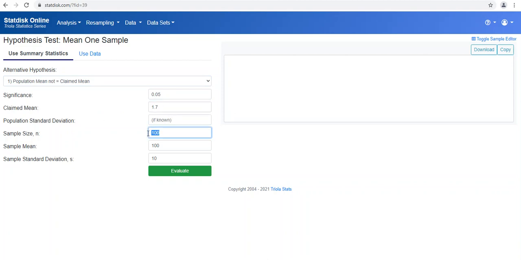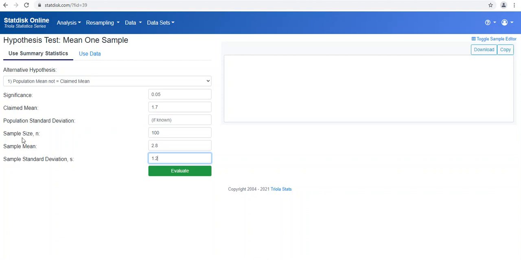Population standard deviation not known. Sample size, again, I'm just going to make this up. We'll say it's 100. You got to go back and look at your data. Sample mean, let's say that the sample mean was 2.8. Again, I don't want to do your problem exactly, so I made that up. The sample standard deviation, I'm going to make it as 1.2.